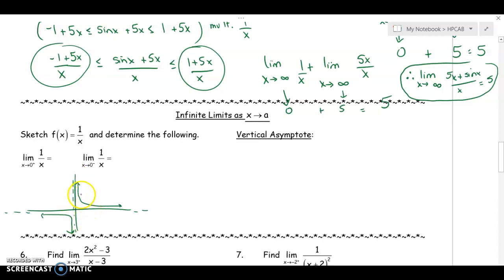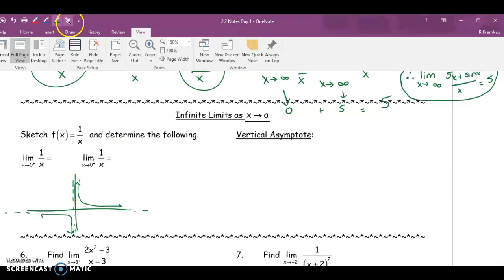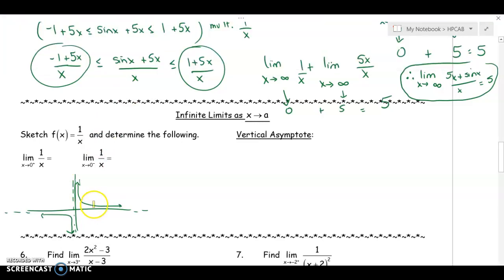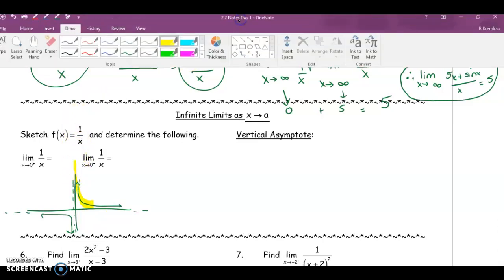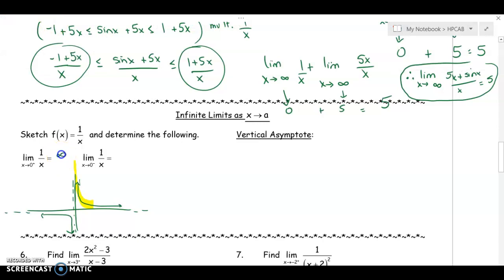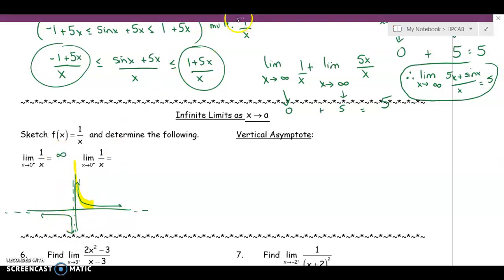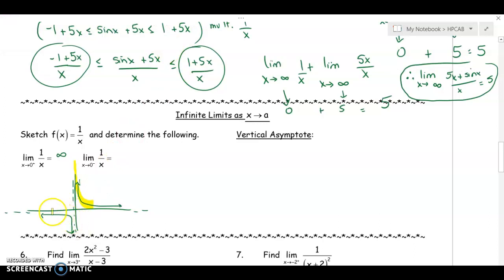As we approach that vertical asymptote from the right, if you follow the right branch, as we get closer and closer to that vertical asymptote, we're going up and up and up, which means that we are approaching positive infinity. As we approach 0 from the left, we are getting closer and closer to that vertical asymptote, and it keeps going down, down, down, which means that we're approaching negative infinity. So the limit as x approaches 0 from the right is positive infinity. The limit as x approaches 0 from the left is negative infinity.